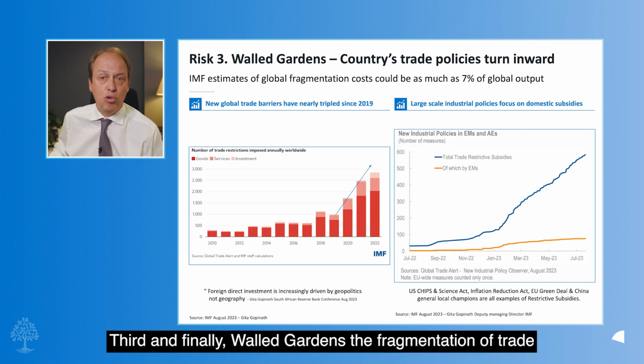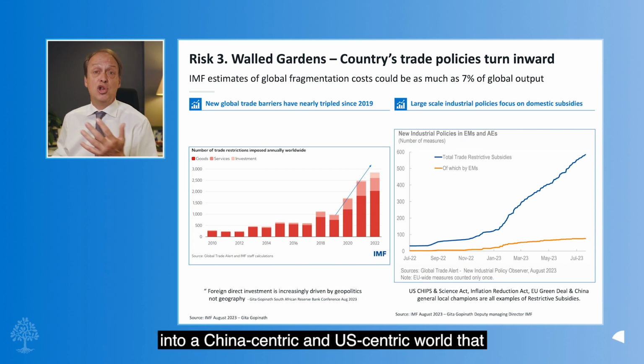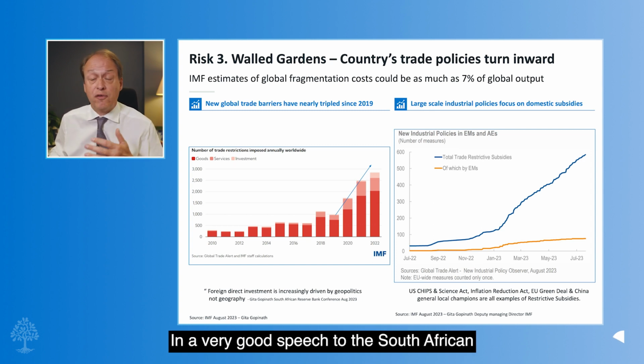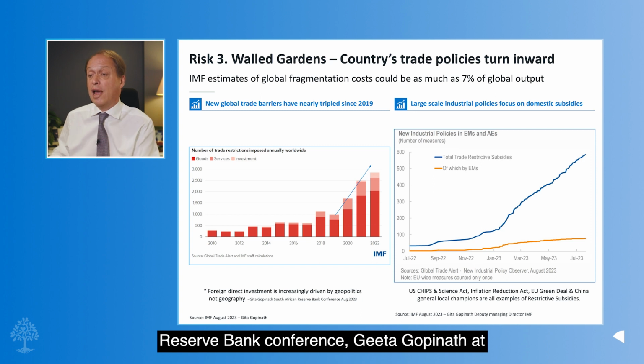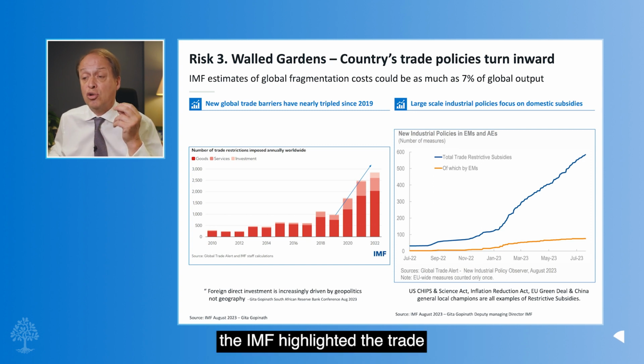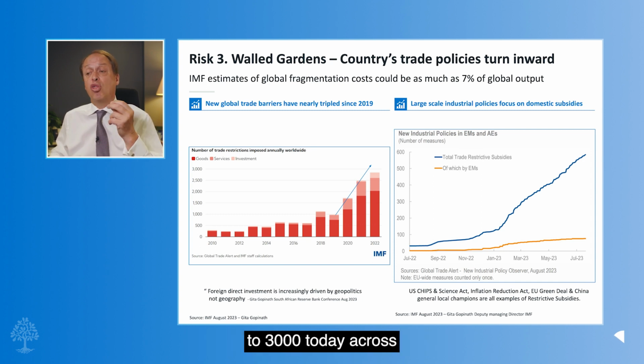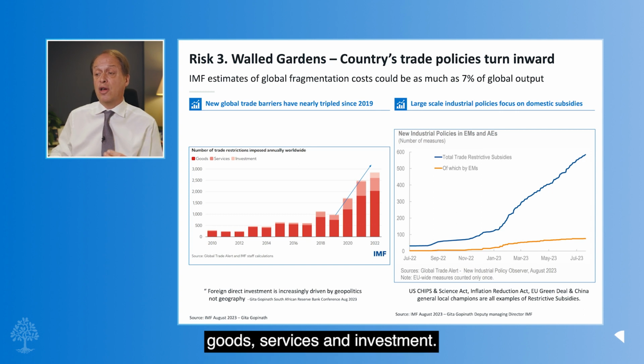Third and finally, walled gardens, the fragmentation of trade into a China-centric and US-centric world that so dominates geopolitics at the moment. In a very good speech to the South African Reserve Bank conference, Geeta Gopinath at the IMF highlighted that trade restrictions imposed annually have gone from around about 1,000 in 2019 to 3,000 today across goods, services and investment.